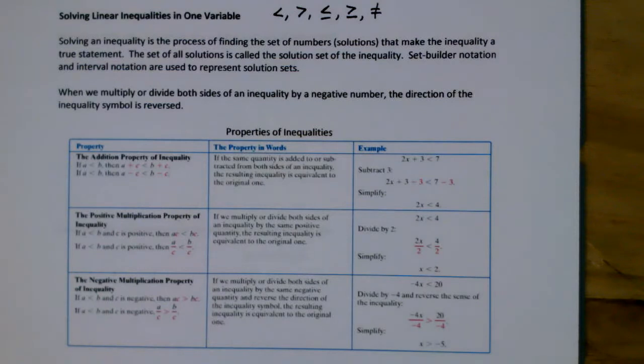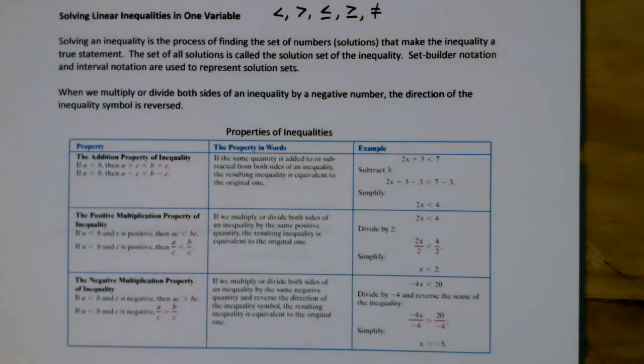Solving an inequality is a process of finding the set of numbers or solutions that make the inequality a true statement. The set of all solutions is called the solution set of the inequality. So in other words, with equations, you are only finding at least one solution. But with inequalities, you're trying to find all solutions that will satisfy that inequality. Set builder notation and interval notation are used to represent solution sets.